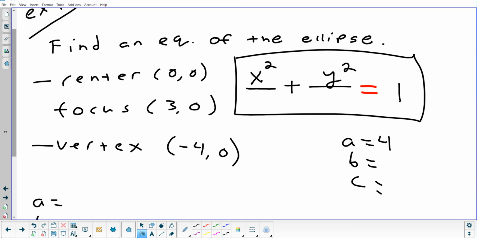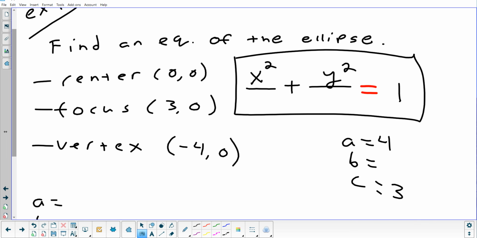Now, we only have enough information here to find one of these other letters. What's the other letter I can find? Yep, C. I really need B, but I can't find it yet. C is the distance from the center to the focus. What's the distance from the center to the focus, Chris? 3. Now, you might say, well, B is center to minor axis. We don't know that. You're right, we don't.